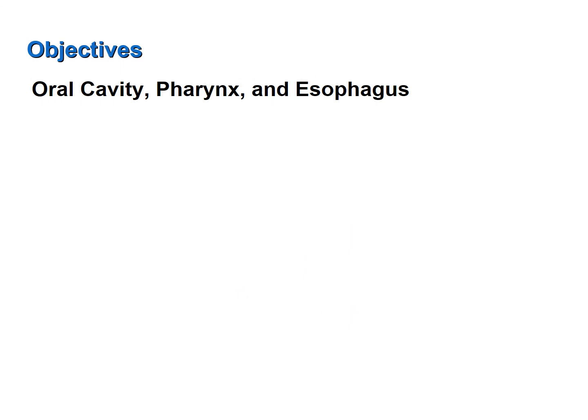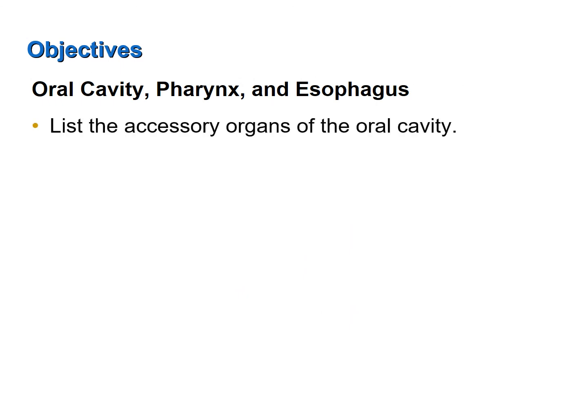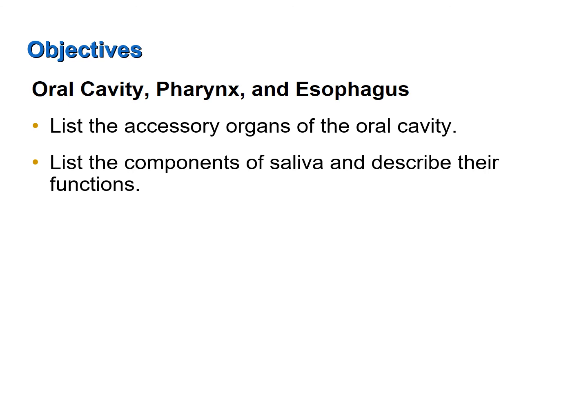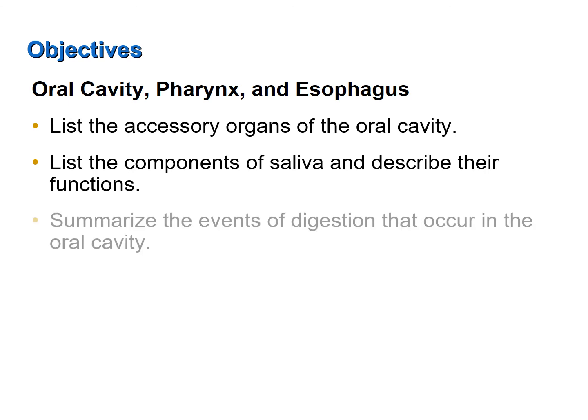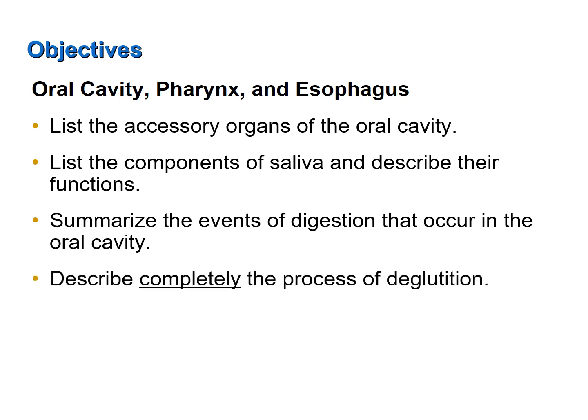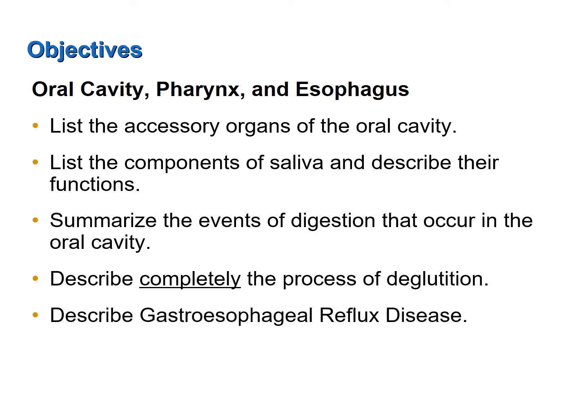Now let's review the objectives of this screencast. List the accessory organs of the oral cavity. List the components of saliva and describe their functions. Summarize the events of digestion that occur in the oral cavity. Describe completely the process of deglutition. Describe gastroesophageal reflux disease. The stomach is the topic of the next screencast.